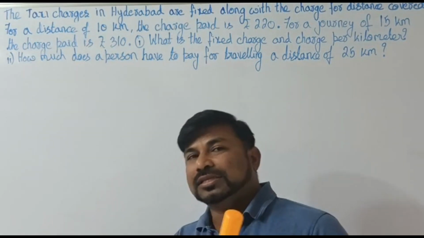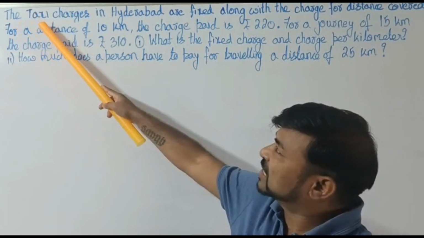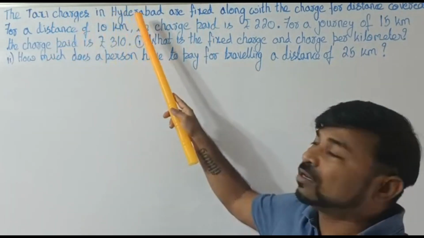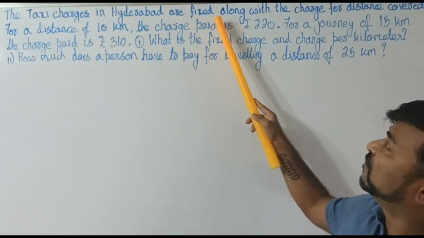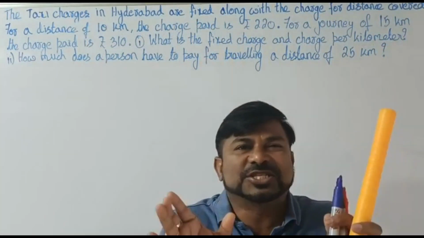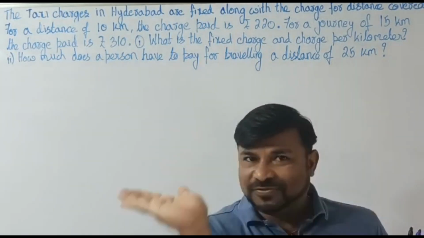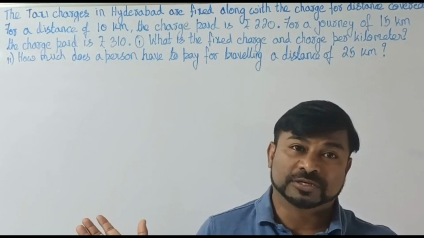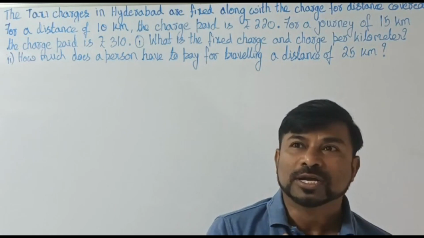So let us connect that real life application to the sum given here. The taxi charges in Hyderabad are fixed, so we are taking a place by the name Hyderabad. It's nothing but taxi charges in Hyderabad are fixed along with the charges for the distance covered. This is the tricky part. Charges are fixed along with the charges for kilometer. What does it mean? Do we have two variables or one?